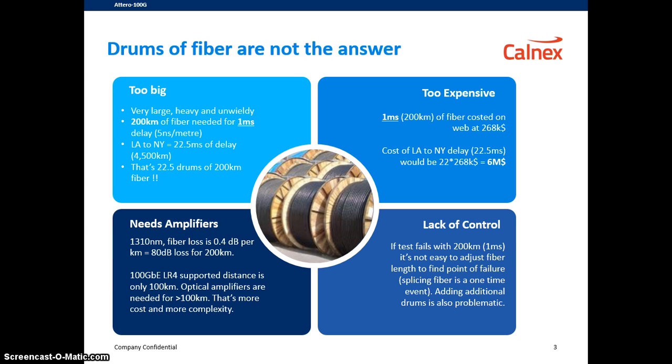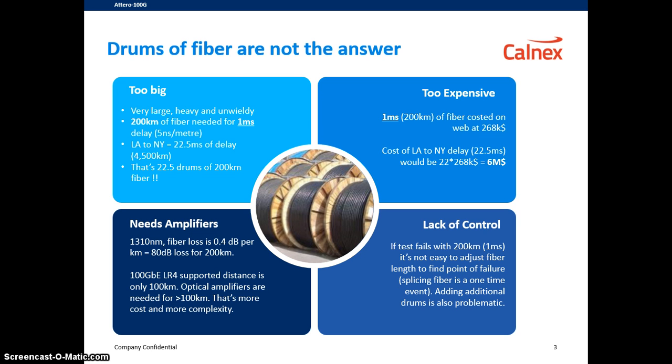There's a lack of control. In other words, if you want to test the point of failure, it's not easy to adjust the length of the fibre. Splicing fibre is a one-time only event. You can't easily switch in and switch out delay values if you're using drums of fibre. And adding additional drums is also problematic.